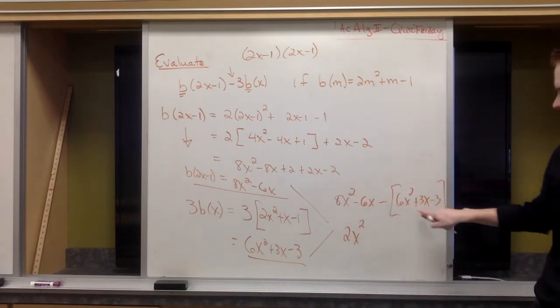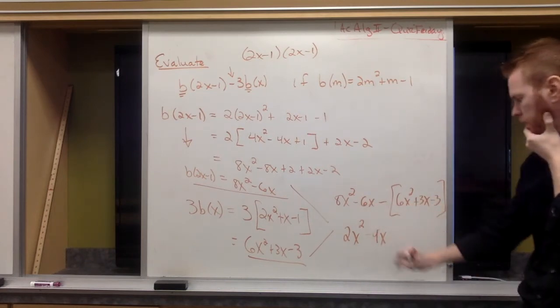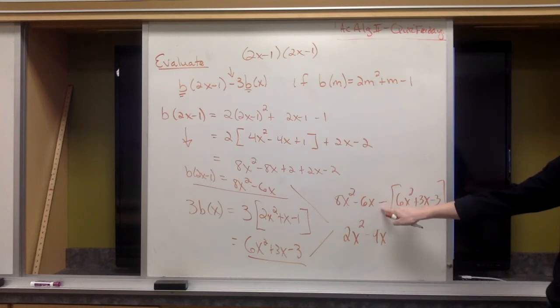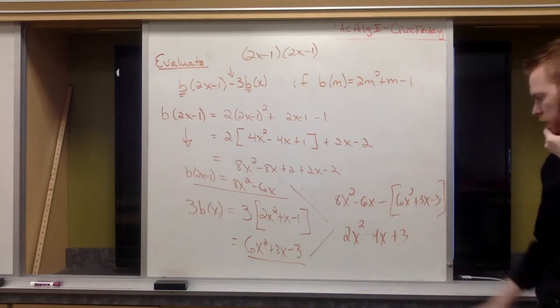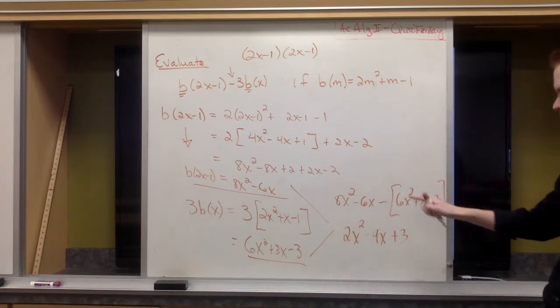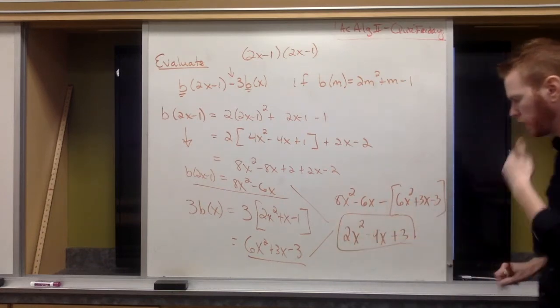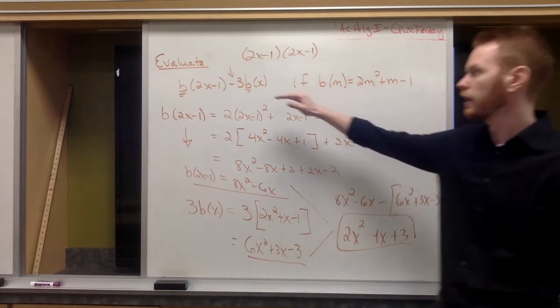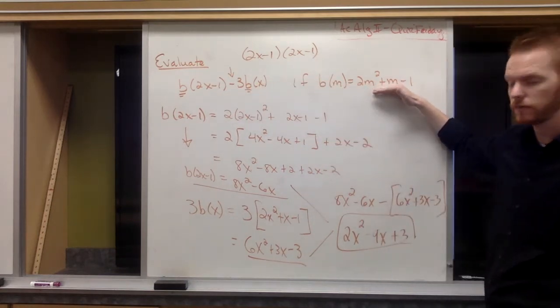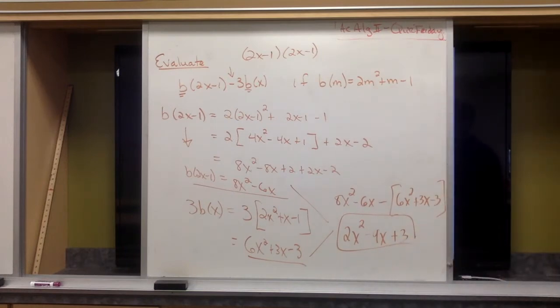Negative 6x minus 3x is negative 9x. And then negative 1, technically, times this would be a positive 3. Or if you're subtracting a negative 3, you're still getting the same result. Okay? And there's my final answer. If I were to evaluate this based on this function, that would be my answer.